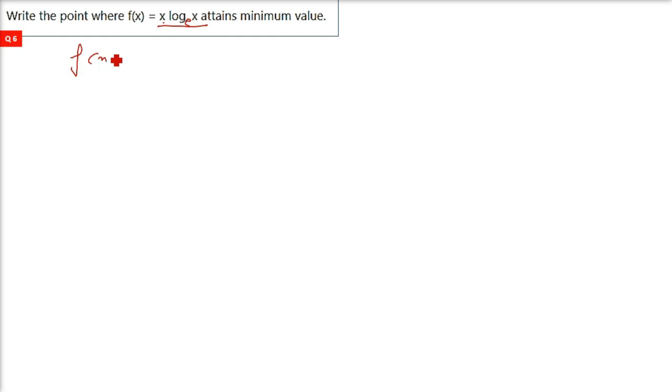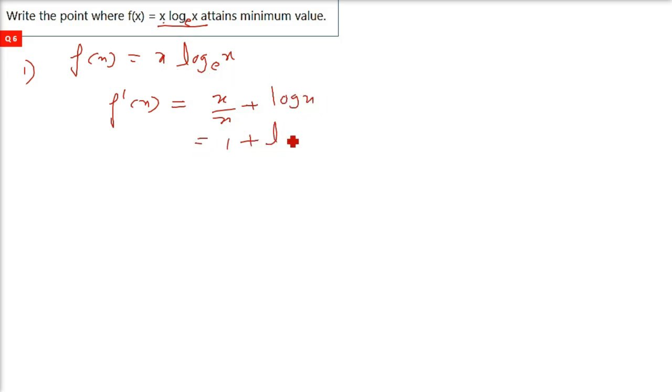See, f(x) is equal to x log base e x, this is the first one. f'(x) is the differentiation. Let us take the differentiation. So x log x is 1 by x plus log x, differentiation of x is going to be 1. So f'(x) is 1 plus log x.